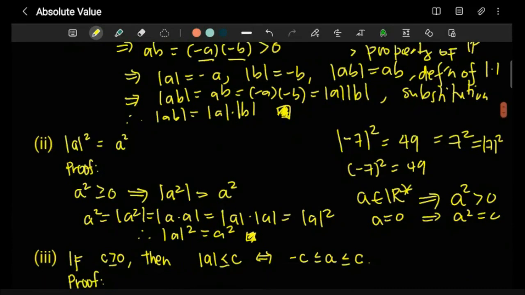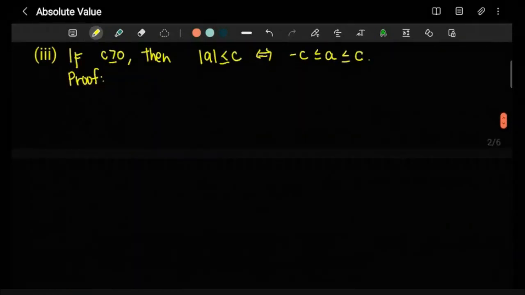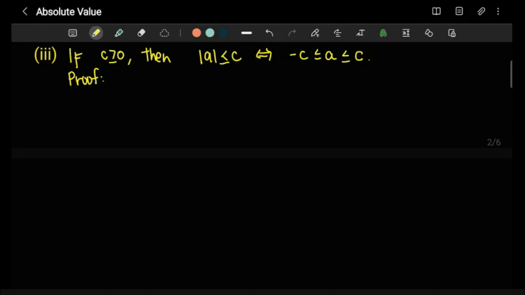Okay, so let's have another property. If c is greater than 0, so this is how you evaluate an absolute value inequality. The absolute value of a is less than or equal to c if and only if a is between negative c and c. So yan yung ginagamit natin na rule nung algebra. When you get the absolute value of an expression less than or equal to a constant number, then that expression without the absolute value is in between negative c and c. Yan. So this is an if and only if statement.